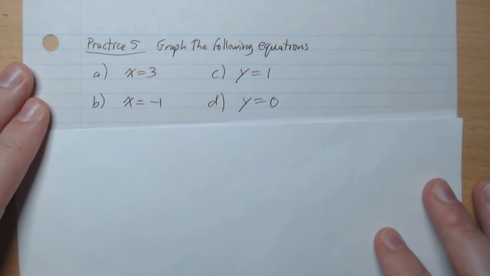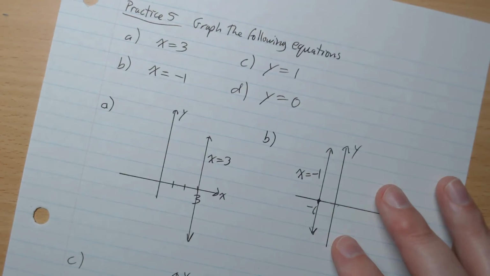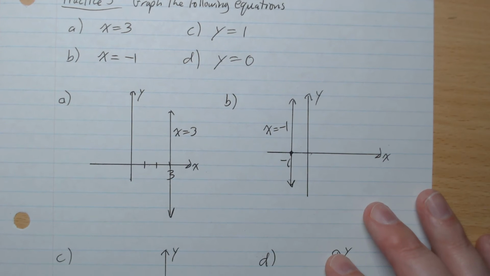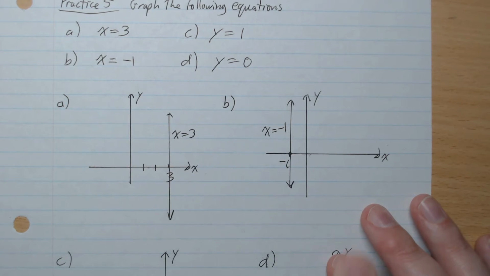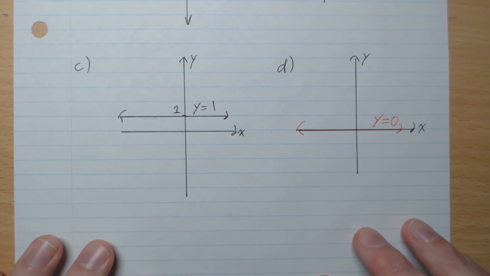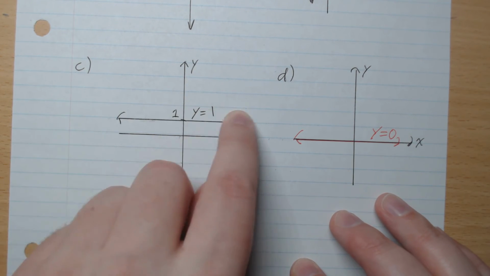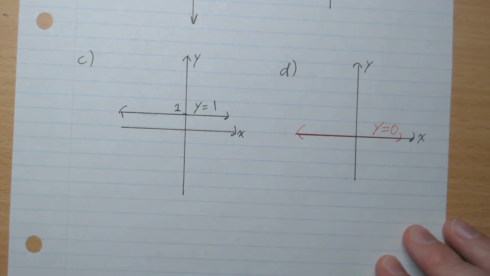Okay, so practice number 5, A, B, C, D, graph the following equations. Go ahead and pause the video and answer that. Okay, we're back. So x equals 3. So we go to 3 and there's our x equals 3. B, x equals -1. So we go to -1. There's our x equals -1, like that. C, y equals 1. So there's our y equals 1 here. And y equals 0, it's in red on top of the x-axis, like that. That is our y equals 0 equation.